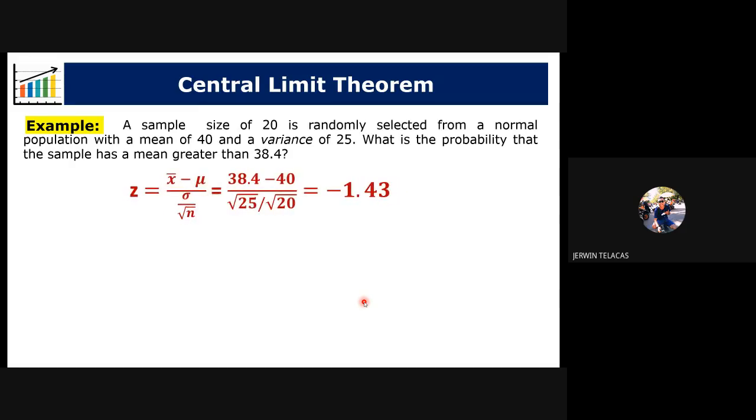The given in our question is, what is the probability that a sample mean is greater than 38.4? So we convert 38.4, right? Now, we just substitute. The sample mean is 38.4 minus the population mean, which is 40, all over. The given in our problem is the variance, which is 25. How do we get the standard deviation again when the given is the variance? What will we do with 25?